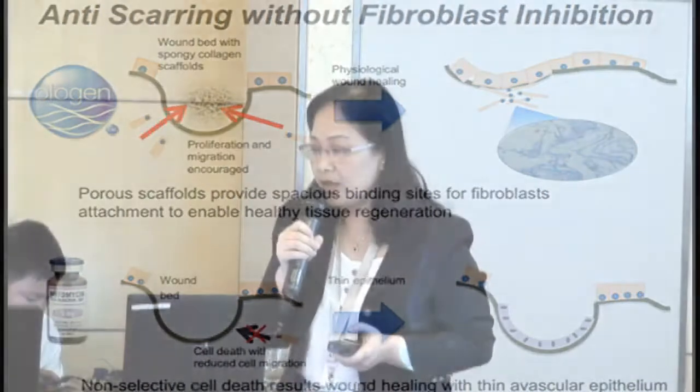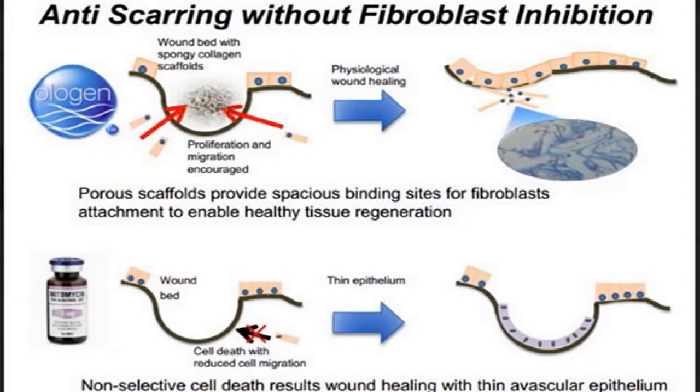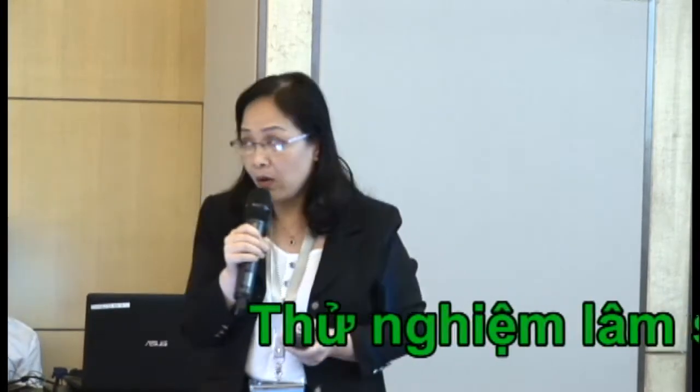I would like you to look at the picture, which shows the main difference between Ologen and MMC. As you can see, Ologen allows proliferation and migration of fibroblasts to the wound bleb. It is able to regenerate healthy tissue. Conversely, MMC inhibits cell migration, non-selectively affecting the cells, without wound healing, with a thin avascular epithelium. That's all I have to say about Ologen.